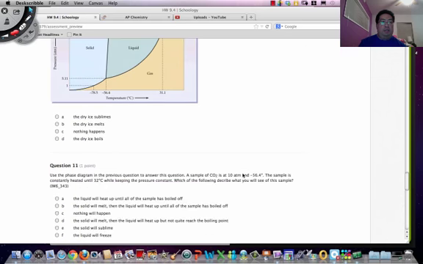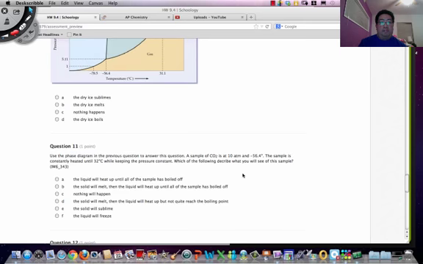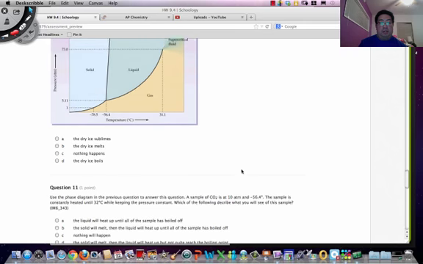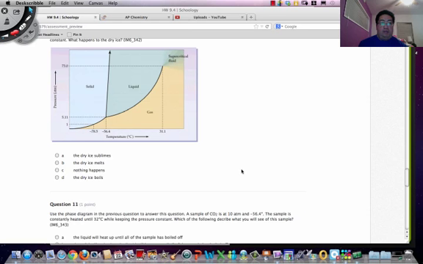And let's scroll down to 11. Here we have the phase diagram again. We have carbon dioxide at 10 atmospheres and negative 56.4 degrees. And this sample is constantly heated until 32 degrees while keeping the pressure constant. So if we're at 10 atmospheres and negative 56.4 degrees, we're probably somewhere about here maybe. And we would keep increasing the temperature until 32 degrees. So here we go. And 32 degrees is probably somewhere a little bit past here.